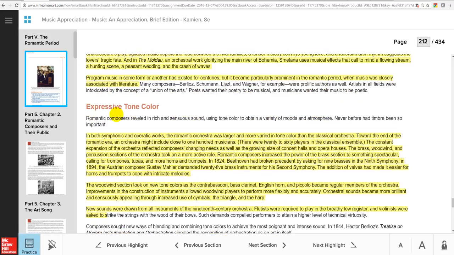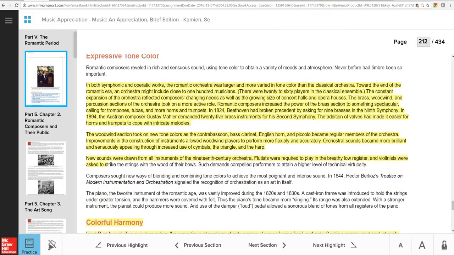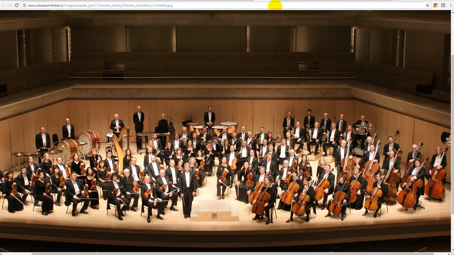All right, so expressive tone color. We have here, let's see, where is it? Do I still have it pulled up? Yeah, a picture of the Toronto Symphony Orchestra, I think. We do see the expansion of the orchestra during the Romantic period. Now, this is a modern day orchestra. And if you were to go back in time and see Mozart conducting an orchestra for one of his symphonies, you would notice that there really wouldn't be this many percussionists.